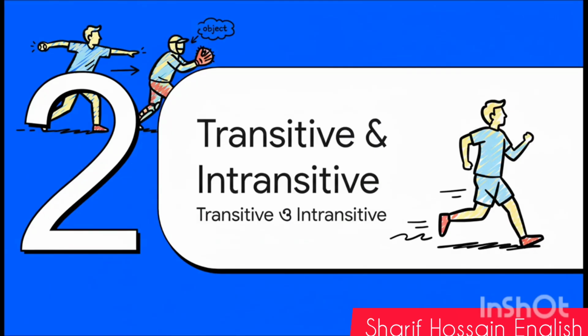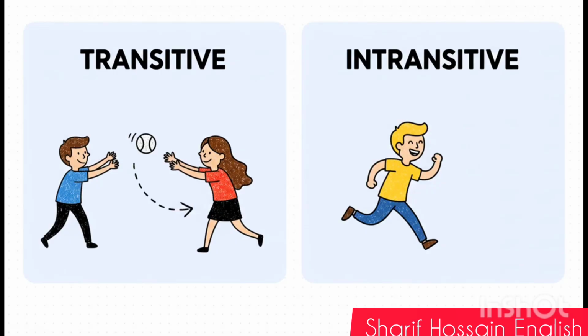Okay, let's get into our first pair, transitive and intransitive verbs. Now, the main difference between these two, it really just boils down to one simple question. Does the action need to get passed on to something else? And here it is, side by side. A transitive verb, it's kind of like throwing a ball. The action has to go somewhere, right? It needs an object. But an intransitive verb, that's more like running. The action is totally complete all by itself. It doesn't need an object at all.